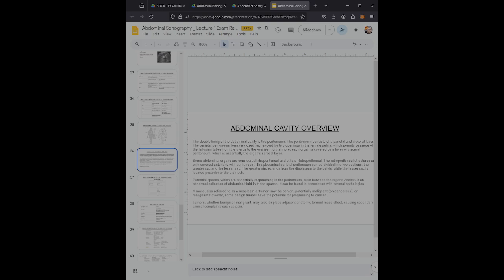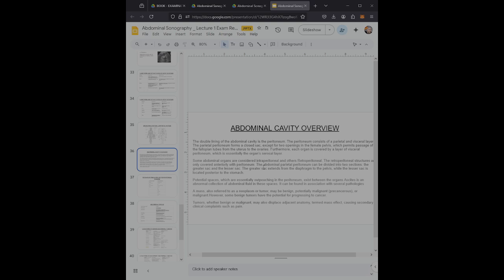There are certain potential spaces which are essentially outpouchings in the peritoneum. These exist within organs, and a condition known as ascites can occur, which is an abnormal collection of abdominal fluid in these spaces.